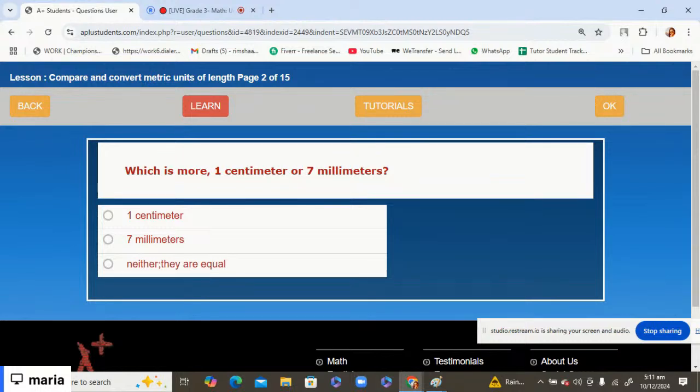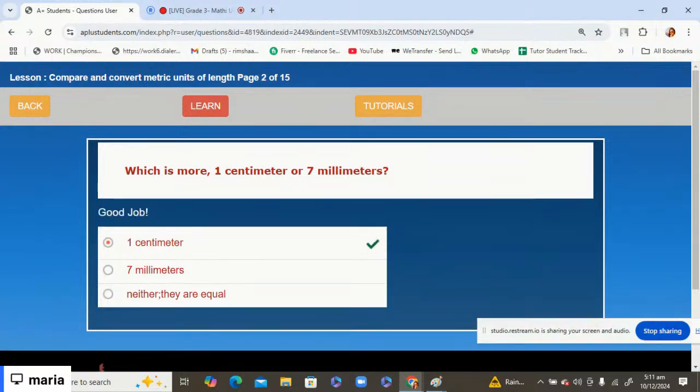Which is more, 1 centimeter or 7 millimeters? Now you tell me. Everyone tell me in the chat, which is more, 1 centimeter or 7 millimeters? The previous is right, good. Option 1. It means that 1 centimeter is greater as compared to 7 millimeters. Okay.